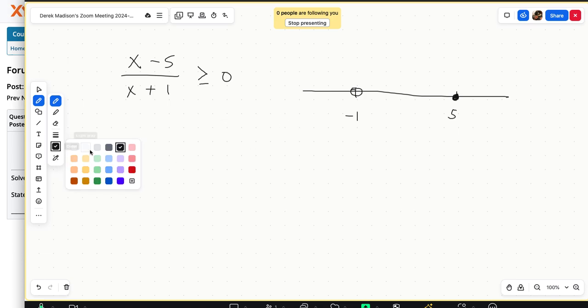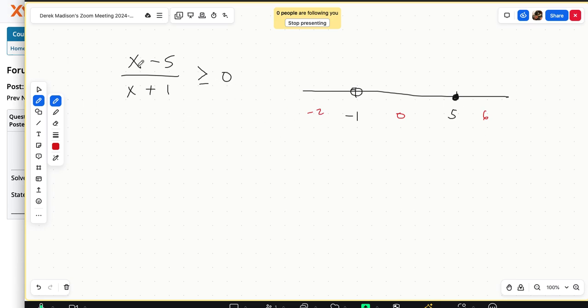And then for test points, let's pick -2. Oops, change colors. So we'll pick -2 because it's the smallest, easiest number on that interval. From -1 to 5, I would definitely pick 0 because it's the easiest thing to plug in. And from 5 on, I would pick 6 because it's the smallest, easiest number I could think of to plug in.